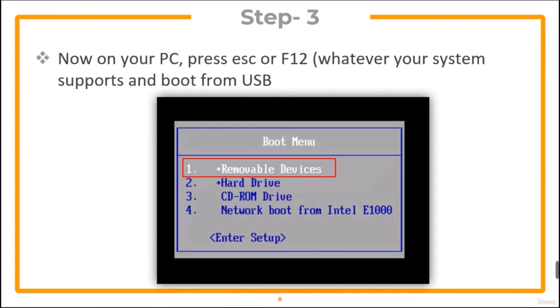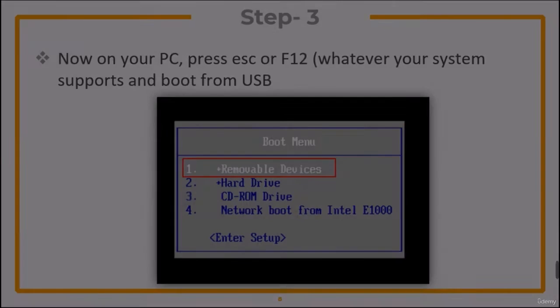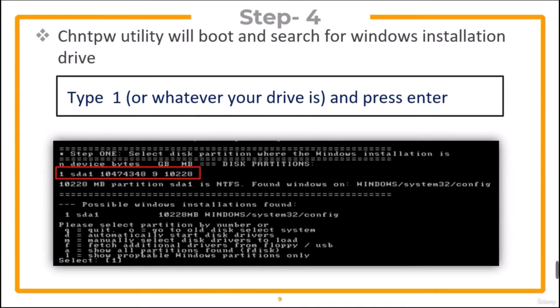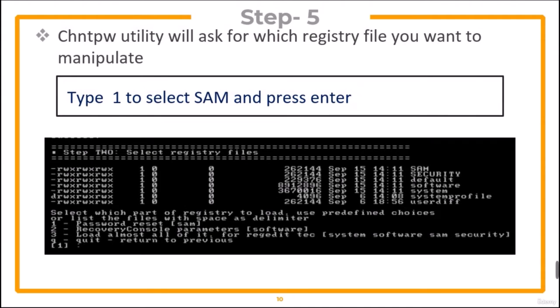Now restart your PC and press escape or F12, whatever your system supports, to enter into the boot menu and boot from USB. The chntpw utility will boot and search for the Windows installation drive. Type 1 or whatever your drive is and press enter. The tool will ask for which registry file you want to manipulate. We want to manipulate the SAM file. So type 1 and press enter.